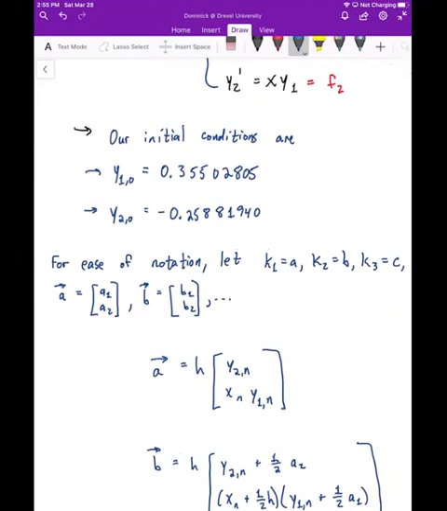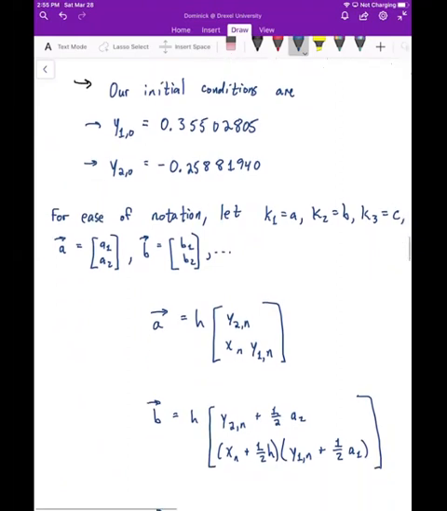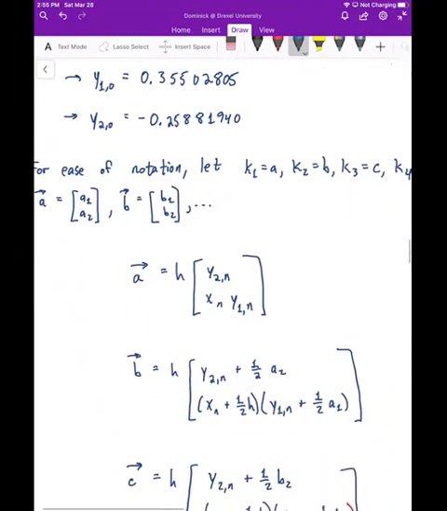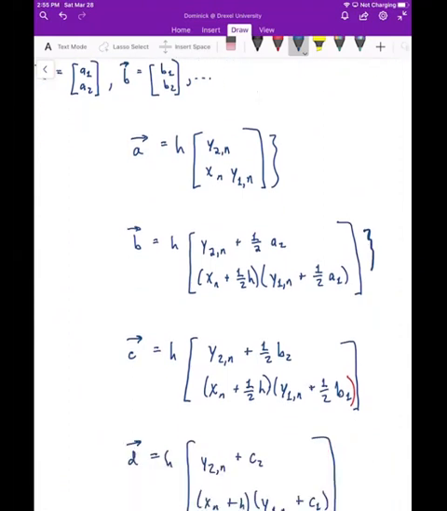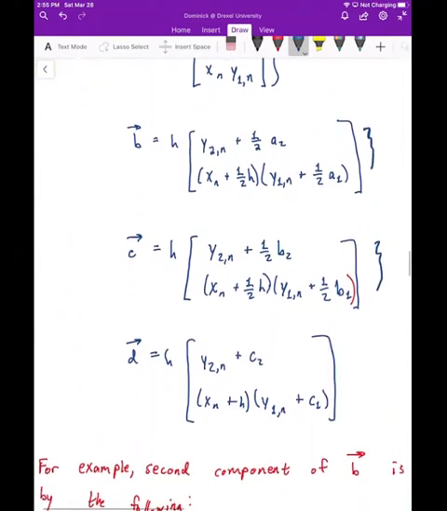Because for my K1, I have a system of 2 equations that I need. For K2, I have a system of 2 equations that I need. So this will just help us to cut down on some notation. All right. Now, if we compute these auxiliary quantities, we get that A is going to be H times this vector. We get that B is H times this vector. C is H times this vector. And D is H times this vector.